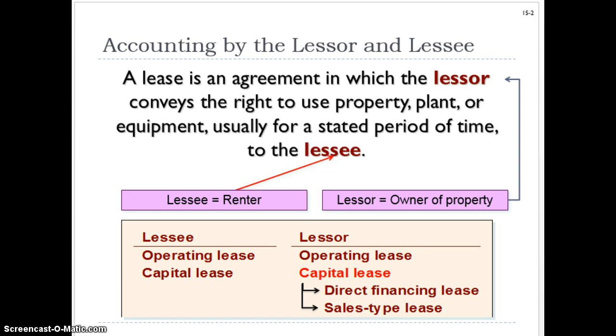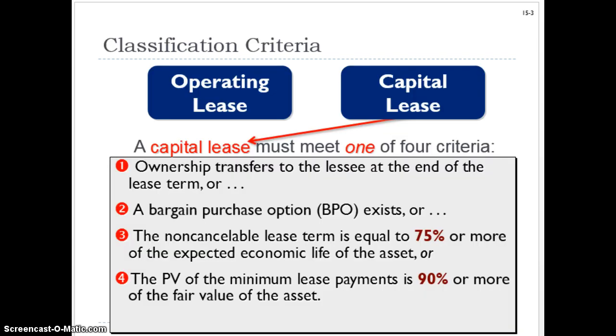A capital lease, as I said, is designed really to almost transfer the ownership of the property. And there are a couple rules that we're going to go through to show when you classify something as a capital lease. All right, so here's the classification criteria. You can capitalize as a capital lease if you meet one of these four criteria. And we're going to go through each one of these.